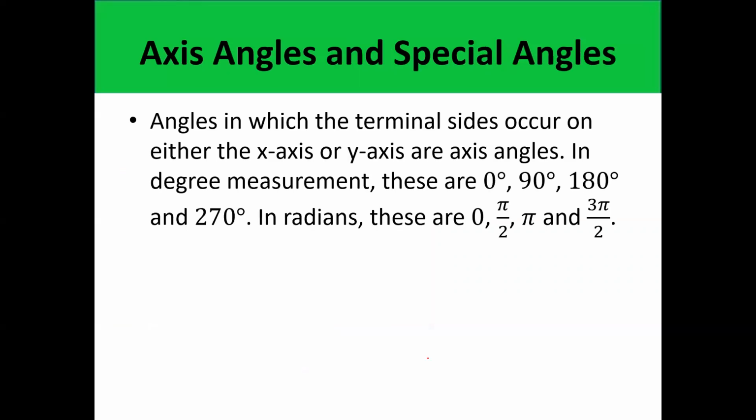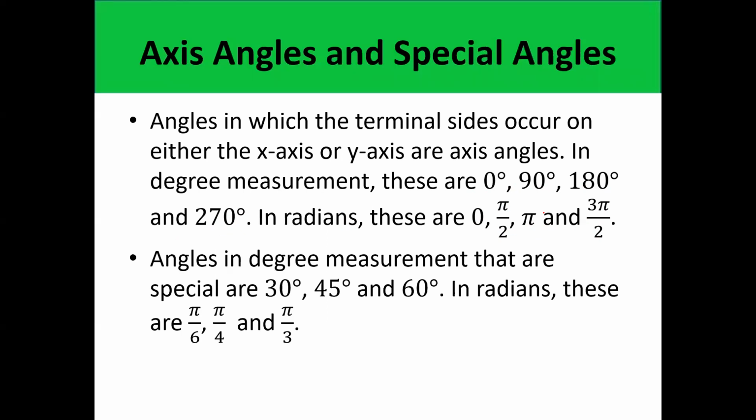Okay, now, angles in which the terminal sides occur on either the x-axis or y-axis are called axis angles. In degree measurement, these axis angles are the angles 0 degrees, 90 degrees, 180 degrees, and 270 degrees, assuming that the angles are measured from 0 to 360 degrees. Now, in radian measurement, these angles are 0, pi over 2, pi, and 3 pi over 2, again assuming that the angles are measured from 0 up to 2 pi.